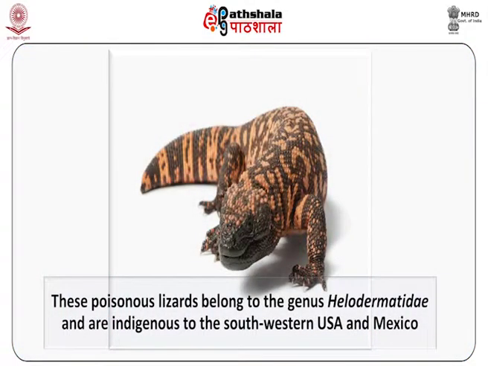Next are the Gila monsters. These poisonous lizards belong to the genus Heloderma and are indigenous to the southwestern USA and Mexico. They have poison glands on the mandible and deliver the venom along corrugated teeth into a bite. The venom contains hyaluronidase and proteases in addition to gilatoxin. The bite can lead to anaphylactoid syndrome.